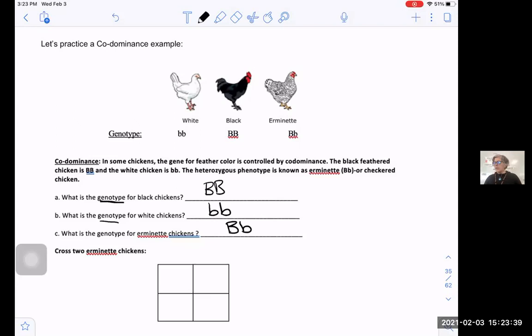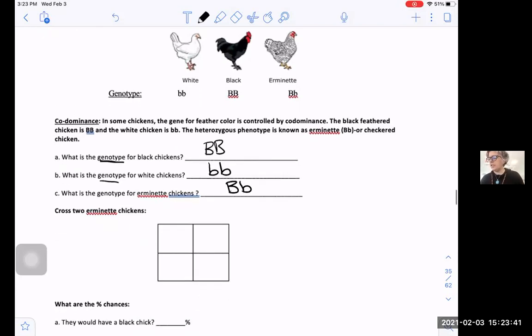All right, we're going to cross two erminette chickens. Remember, that means your parents are both going to be heterozygous. This is what we mean when we say cross. We're going to cross them and see what kind of babies they could have. We're going to put each allele for the gametes on our Punnett square, and then fill it in.